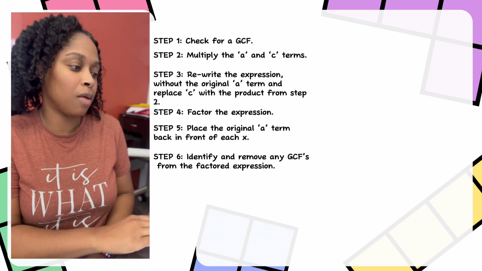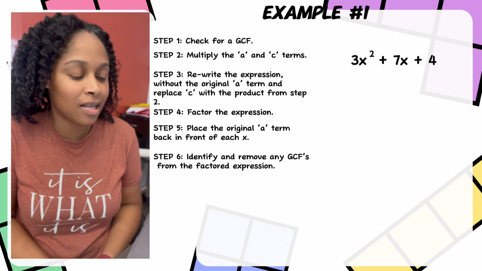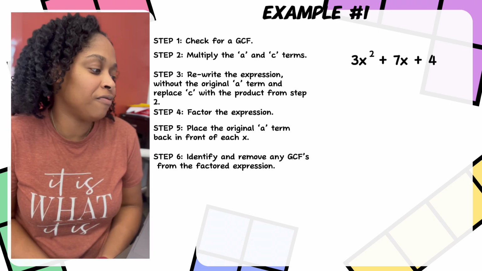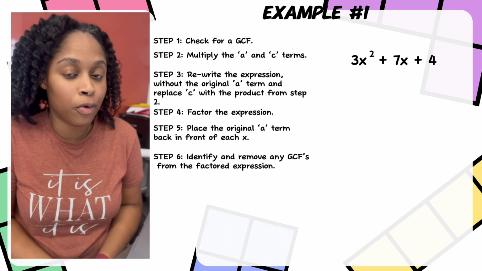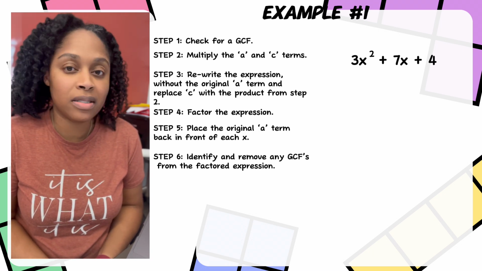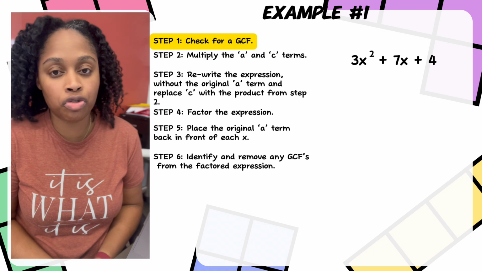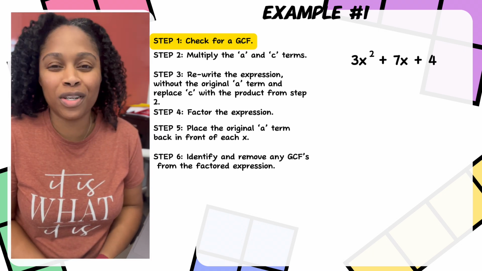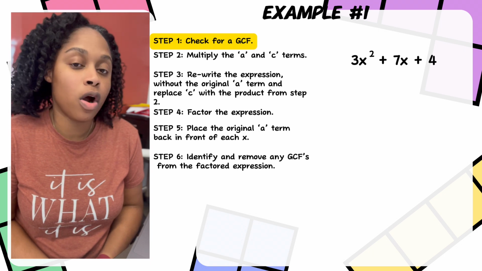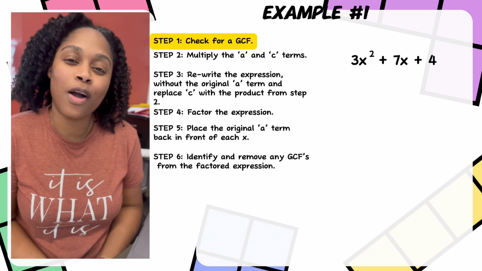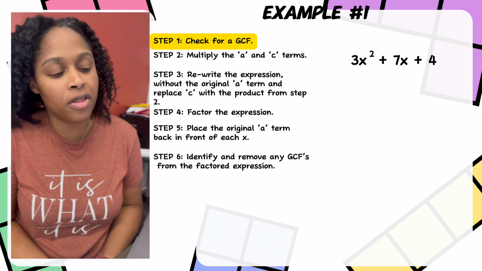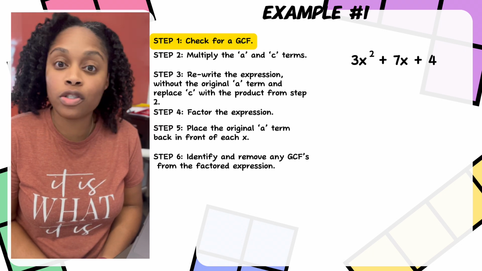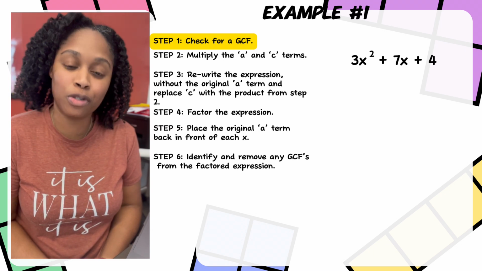Okay? So the first problem here, we have 3x squared plus 7x plus 4. We're going to follow the steps for the AC method that I have on your paper. All right, so step 1 is to always check for a GCF, and that is true regardless of what type of factoring you're doing or what type of expression that you have. You always want to check for a GCF. For the problems on this paper, we are not going to be having a GCF, but we will for the next lesson. Okay, so there is no GCF, so I'm going to move on to step 2.